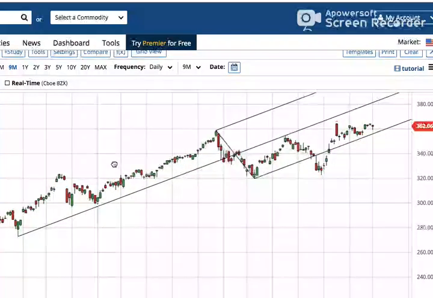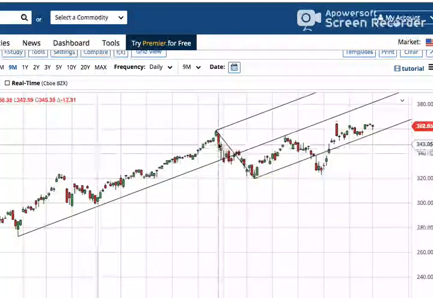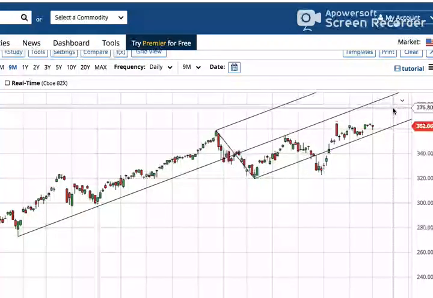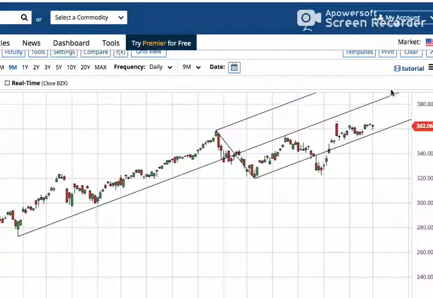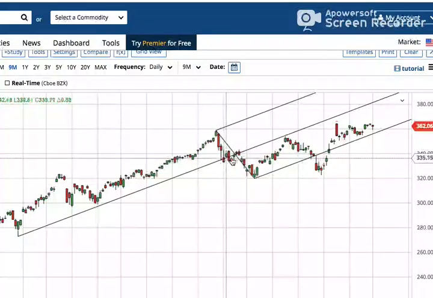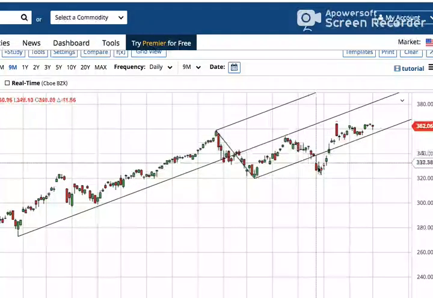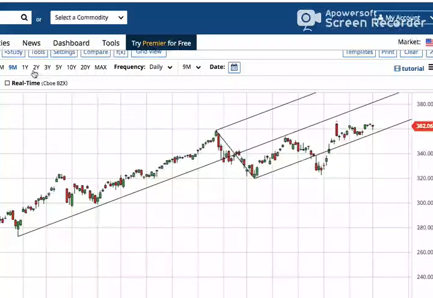So this pitchfork right now says that we have a lot of unfinished business to the upside until the median is reached, and we've seen that the median of this pitchfork will act as a magnet, okay? And we've seen that as soon as price gets away from this pitchfork, it's got to come right back.